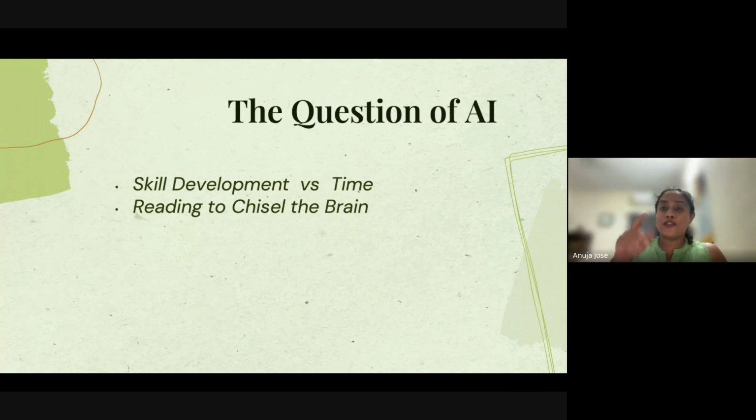So that is why, if you are focusing on developing the skill of writing, you should keep AI aside, and use it for maybe 3 or 4 or 5% of your research work. But for the remaining time, you need to take your book and start reading. I'm talking about the second reading, to chisel the brain as well, to develop the style of writing, right? I was talking about it in the previous slides also.